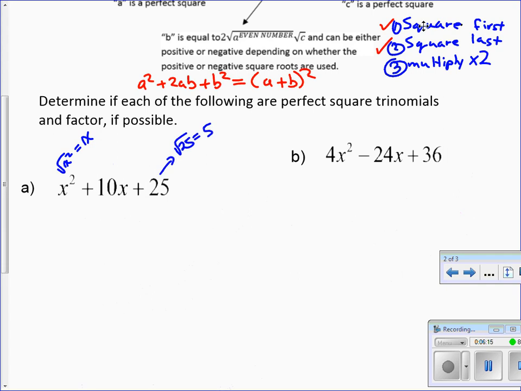Now remember, it said we had to multiply and double to get the center term. And 5 times x is 5x. And 2 times 5x gives us 10x, which is what we want. Oh my goodness, it works perfectly. So that means our equation is (x plus 5) squared.